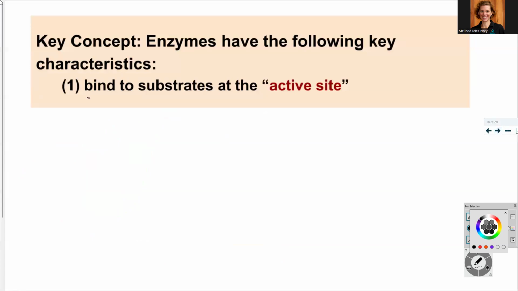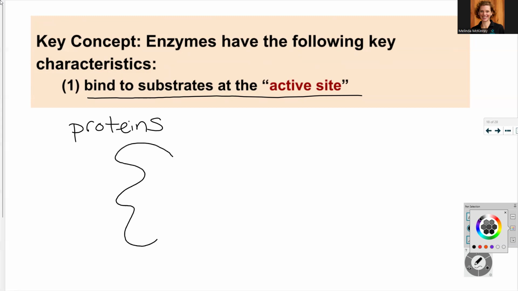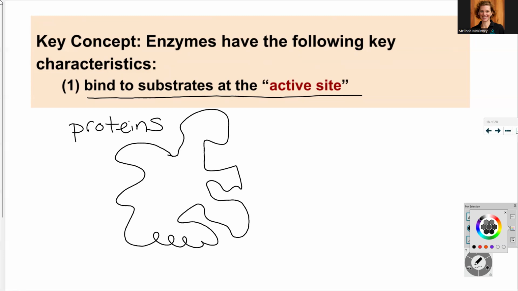So, characteristics. They bind to substrates at the active site. So enzymes are generally proteins. Proteins are complex molecules. We learned about 4 levels of structure, proteins. So they can be really large, kind of complicated molecules, right? And they have a huge amount of amino acids that are part of this. There is a certain region that's called the active site. And the active site is where the substrate will bind.